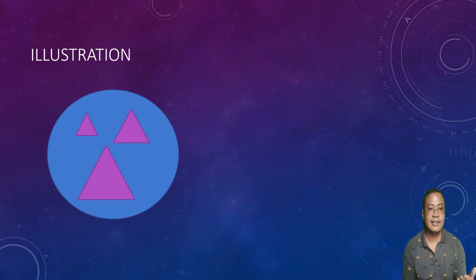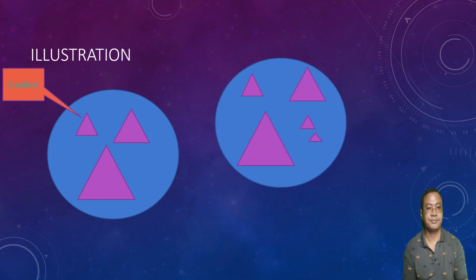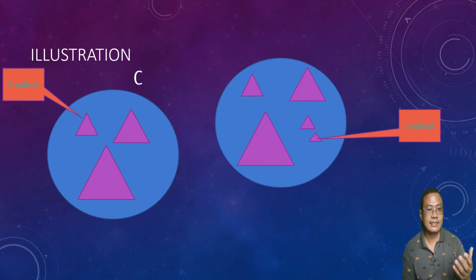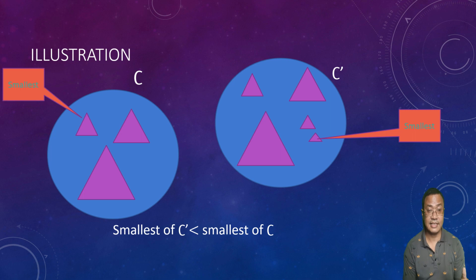Okay, so let us try to illustrate this one. Suppose C consists of three rectangles, the triangle, and the smallest one is obvious. Okay, and then you have C prime, you have the smallest one. So from C you add up some other triangle, and the smallest changes. Now the smallest is smaller than the earlier smallest of C. So the smallest of C prime will be strictly less than the smallest of C. Okay, that is quite obvious.